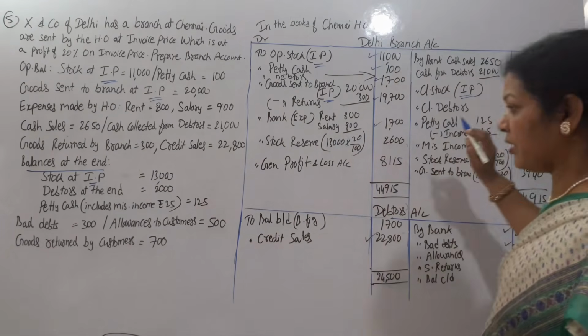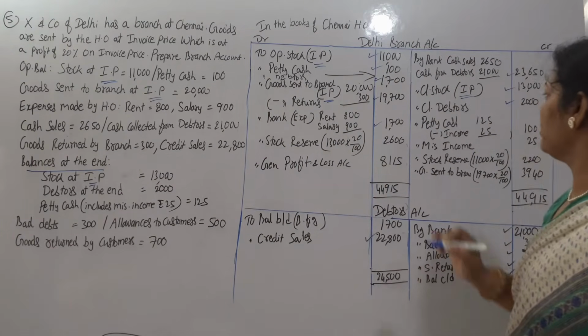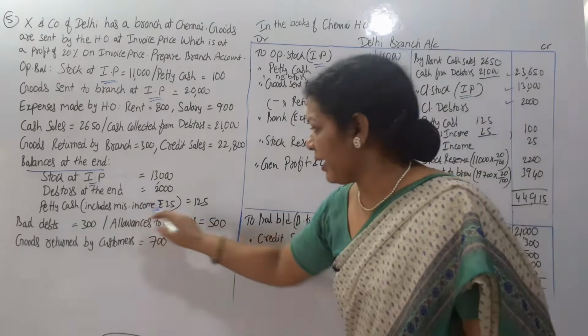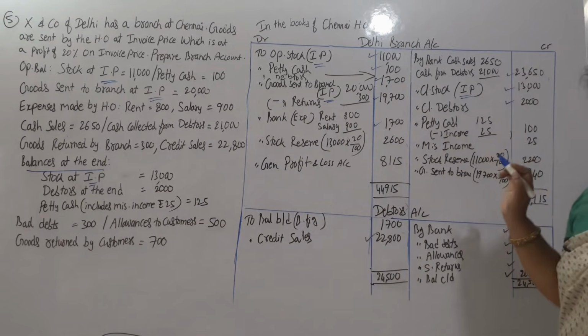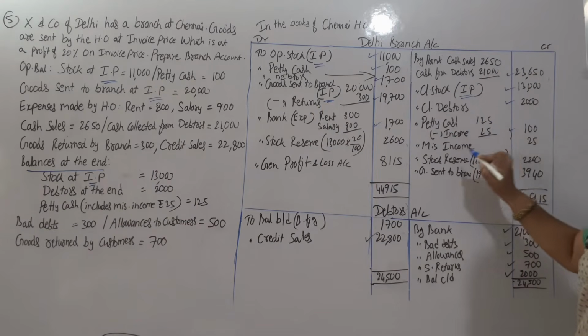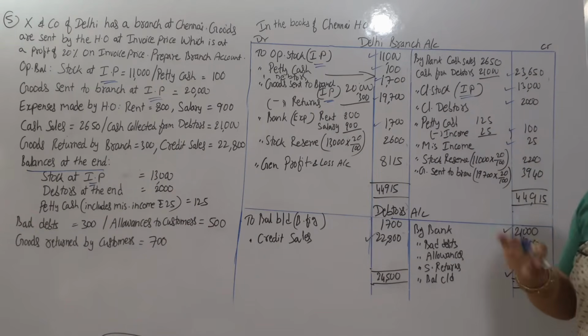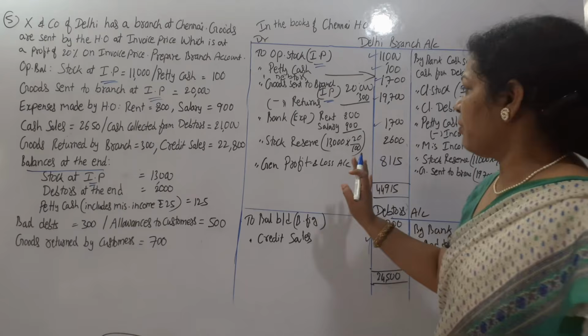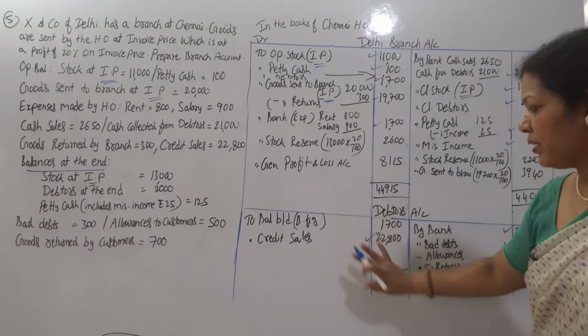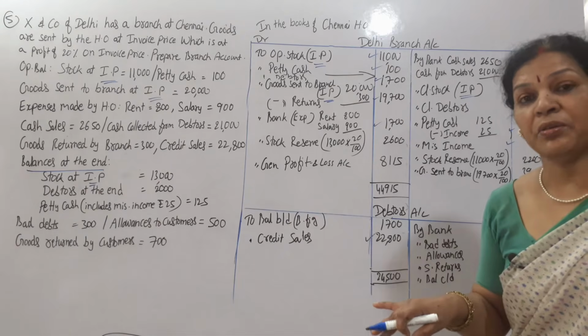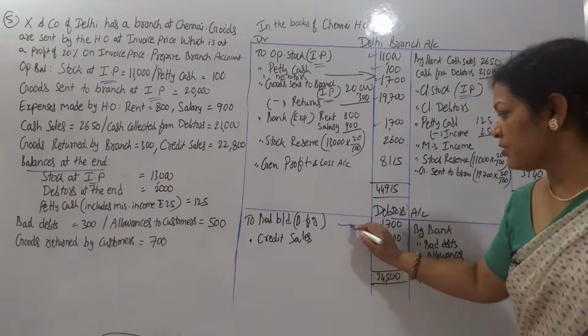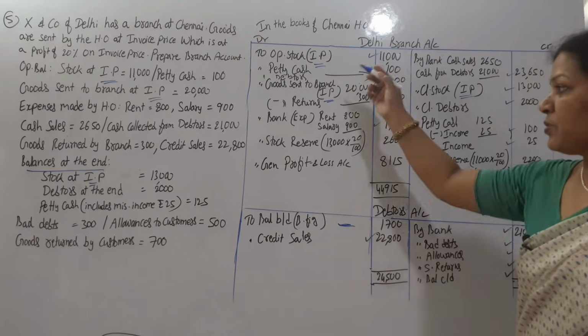Closing debtors already given, 2,000. And petty cash 125, there is income included. So 125 minus 25, it is 100. But income we have shown in the outer column separately. And after this what we have done? Opened the debtors account, posted everything related to the debtors account, and you got the balancing figure of this much. This is transferred.